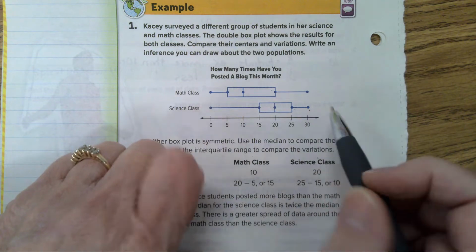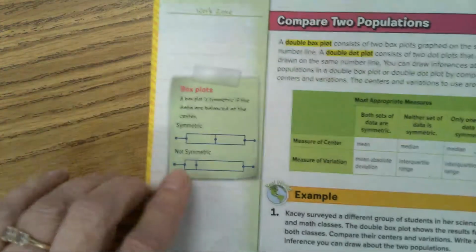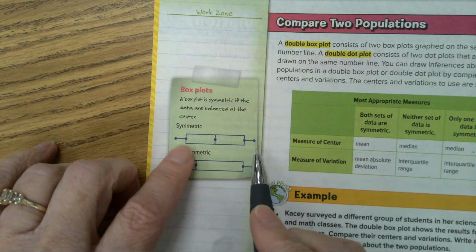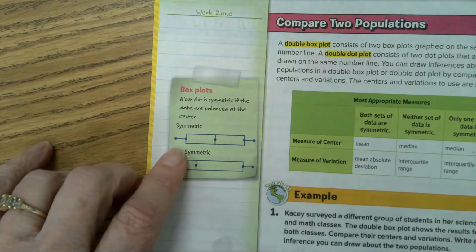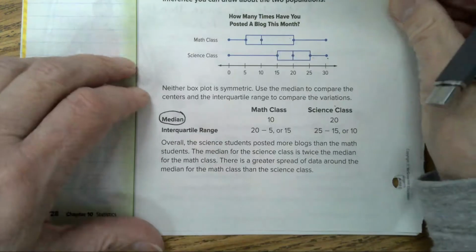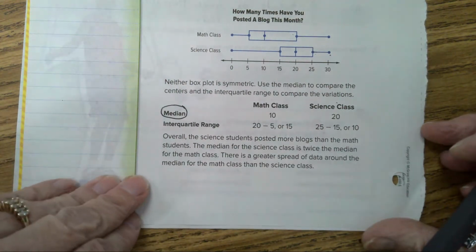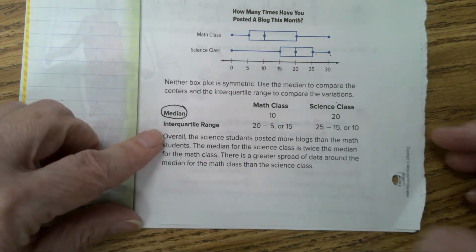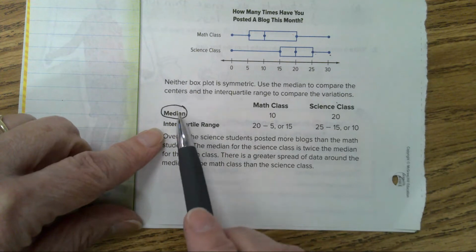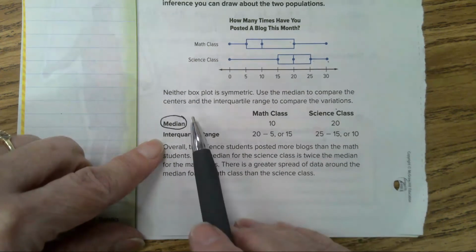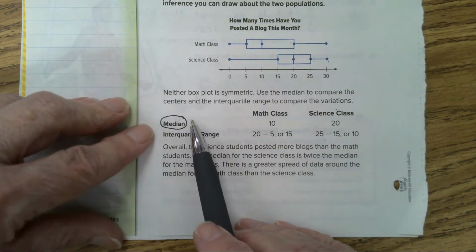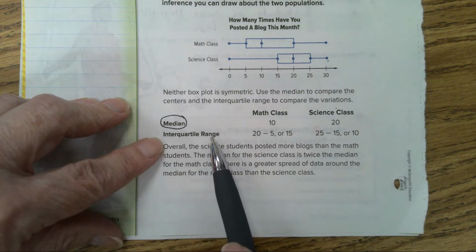So it's not symmetrical. To be symmetrical, you want your whiskers to be the same size. It's literally the same on both sides, very close to being the same size, like cut it in half, that would be the same. Right. So your measure of center you're going to use in this data is the median, and your measure of variation is going to be the interquartile range.